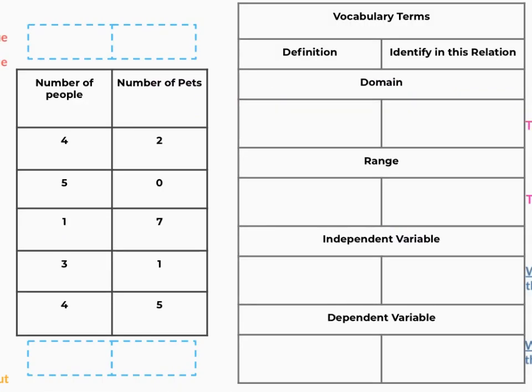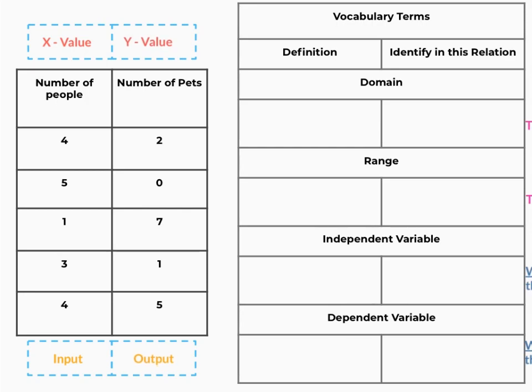So taking a look at this table here, we have the number of people listed on the left-hand side and the number of pets on the right-hand side. We've got some vocabulary terms that we're going to talk about and define. So we've got domain, range, independent variable, and dependent variable. Let's start with our table, however. On the left-hand side of our table, that's going to be our x value, or better known as the input. On the right side of the table, we're going to have the y value, also known as the output.